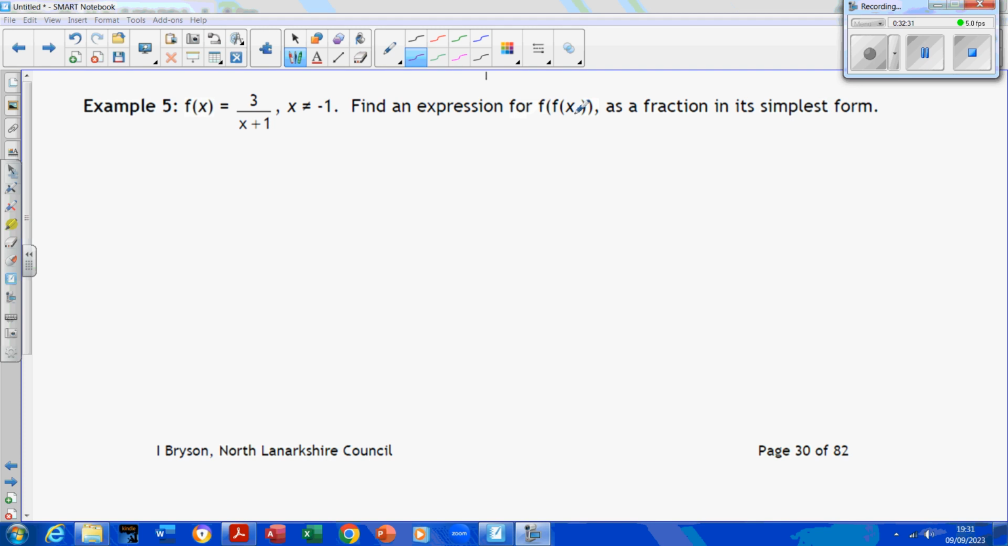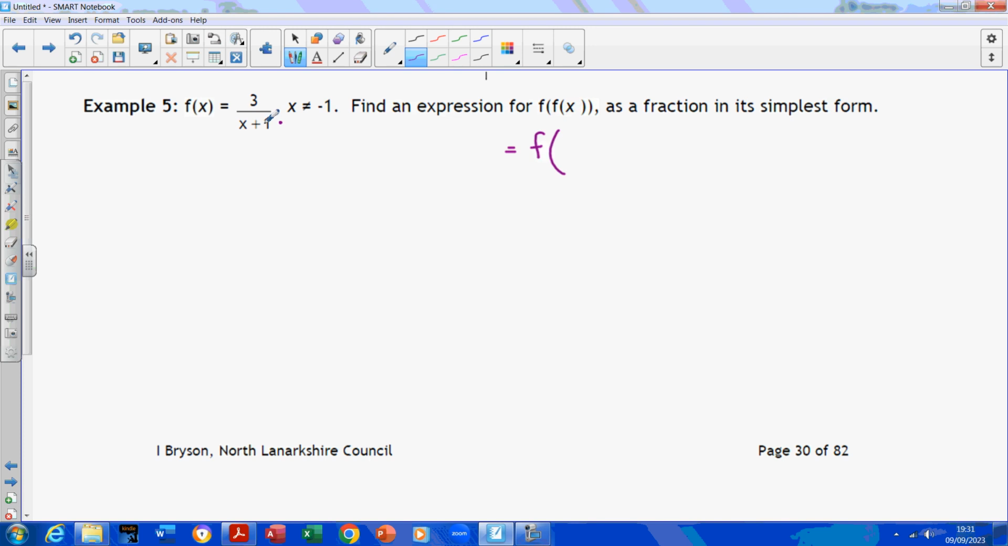Right, we've got to find an expression for f of f(x) as a fraction in its simplest form. This is going to be a harder one because we've got the x's down at the bottom, but we do exactly the same as what we've always done. So if we want f of f(x), we'll leave the f outside the bracket and we substitute f(x) into the bracket, and f(x) is 3 over x plus 1. Now, what does the function f do to the thing in the bracket? So function f takes this thing in the bracket and it does 3 divided by the thing in the bracket plus 1.